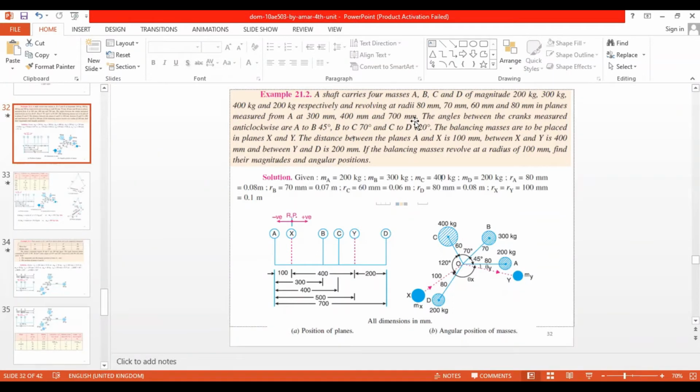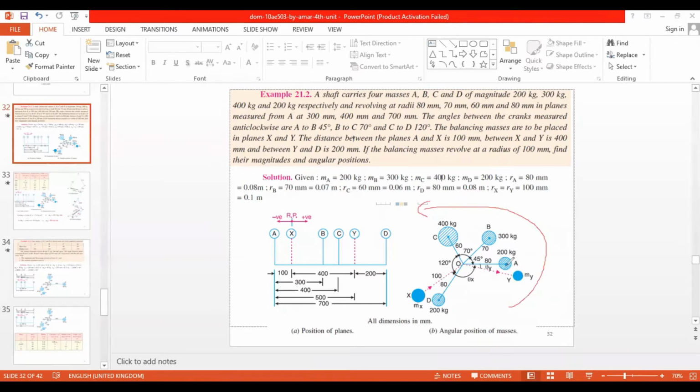All right. So now you are given the masses, the radius, and the length between the planes. And now the angles between the cranks measured anti-clockwise are A to B 45, B to C 70, and C to D 120, in anti-clockwise direction. So that is this direction. Anti-clockwise means this direction.